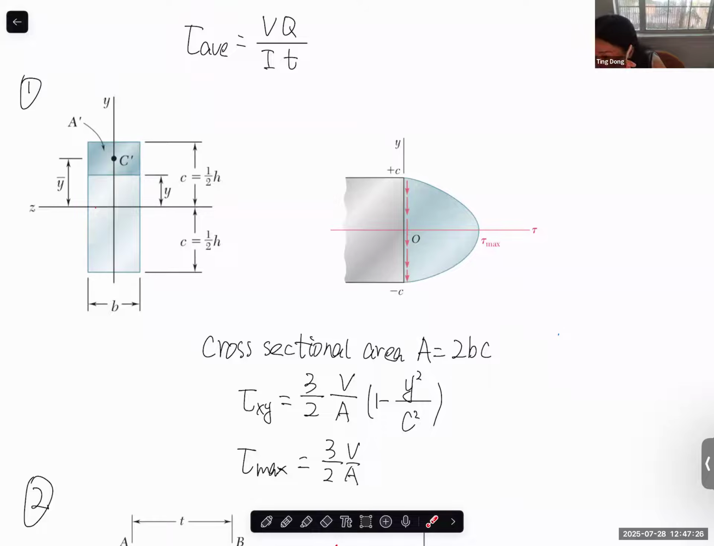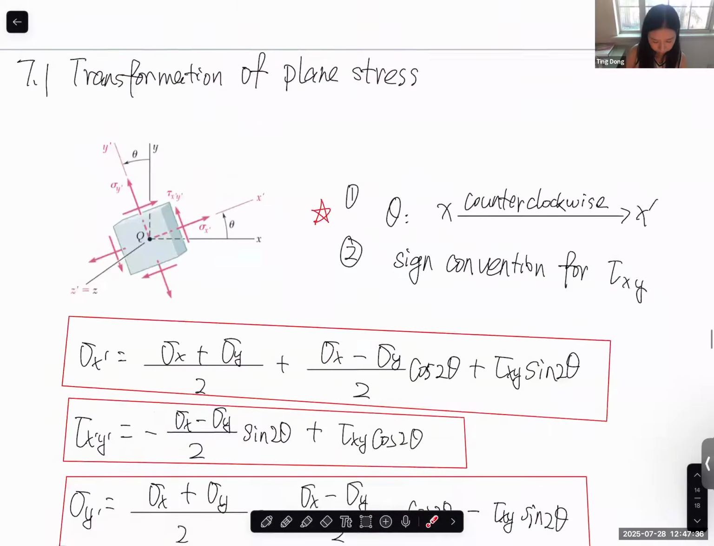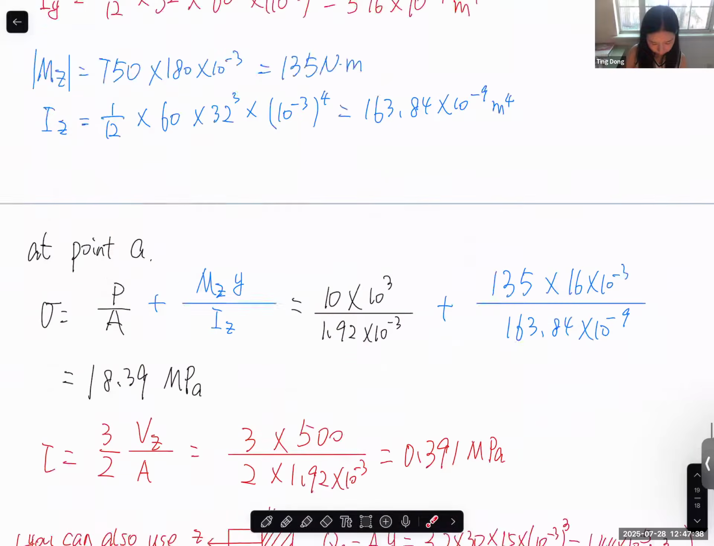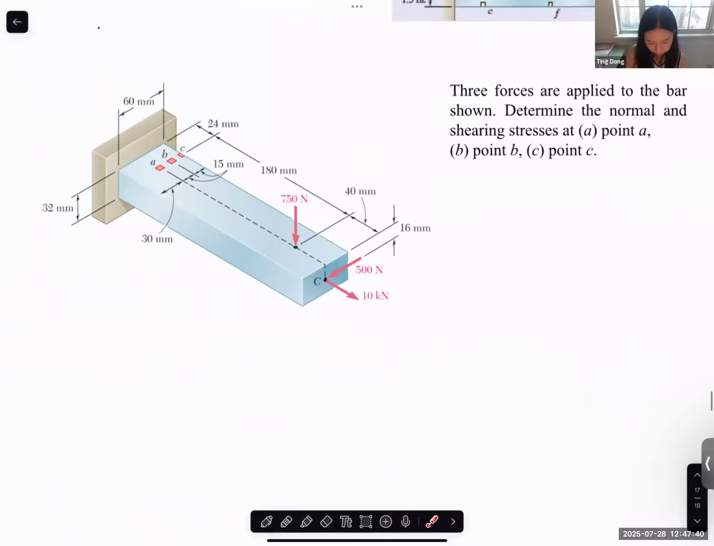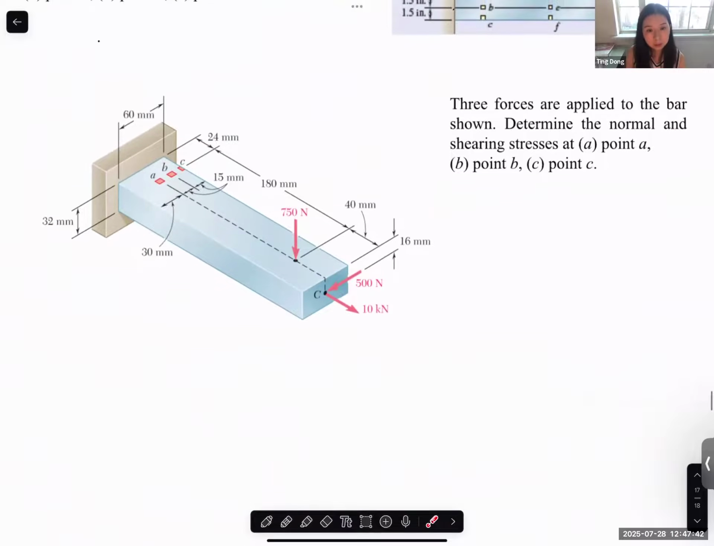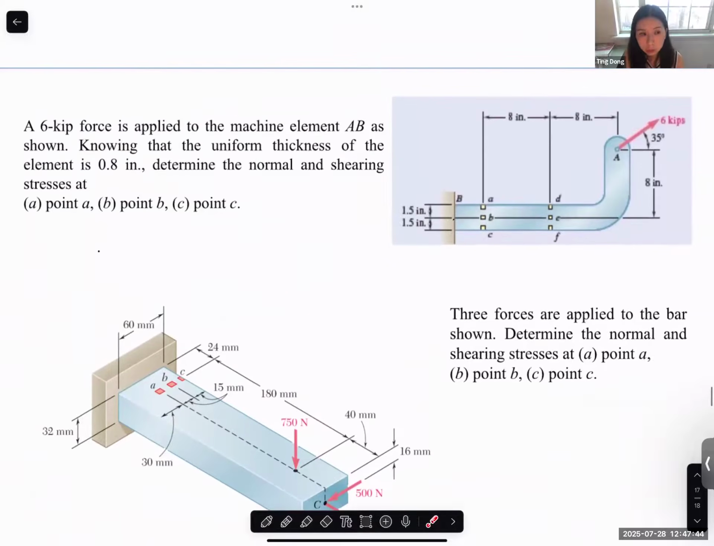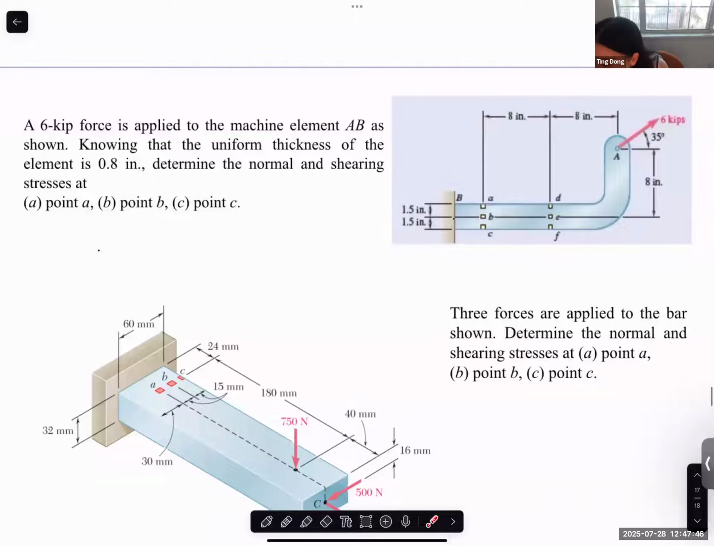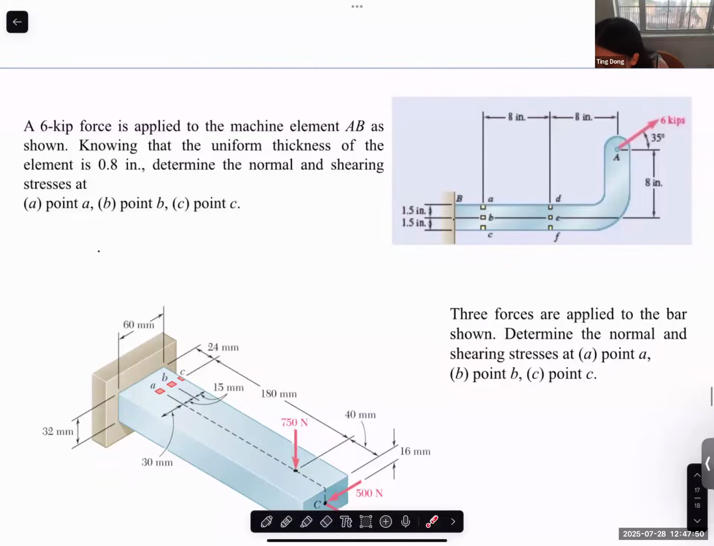The normal stress in this type of problem, how do we know when to add or subtract moment? I think you are asking about when a moment is positive. That's in lecture 20. Yeah, I will post it later this afternoon or tonight.